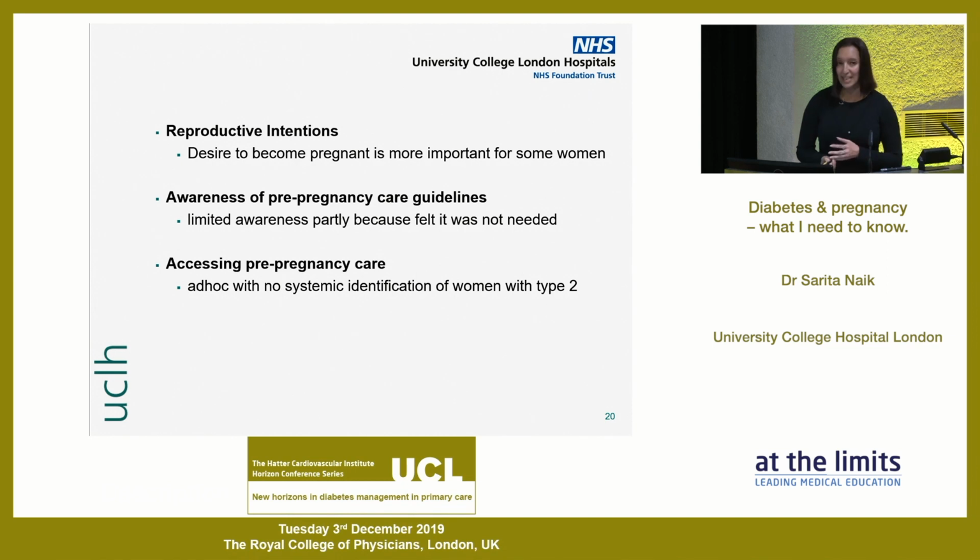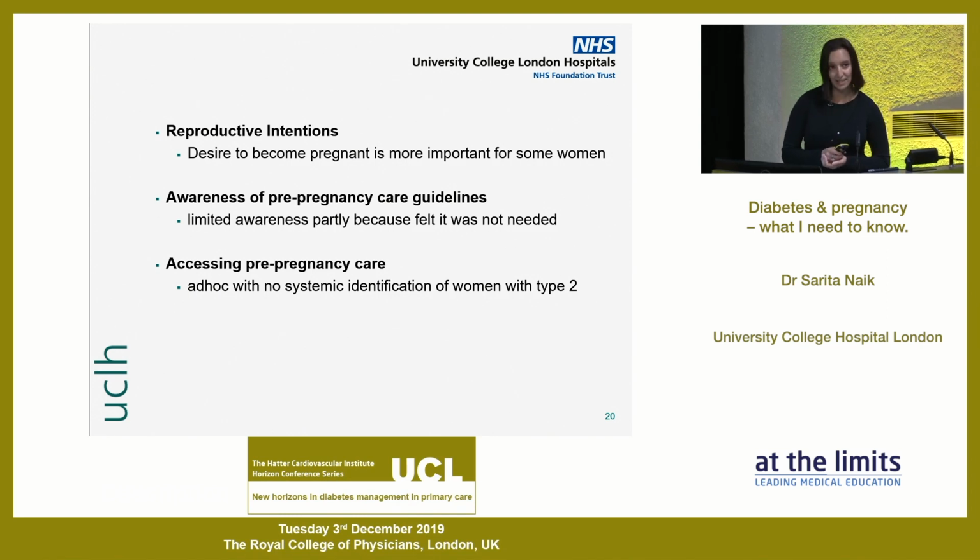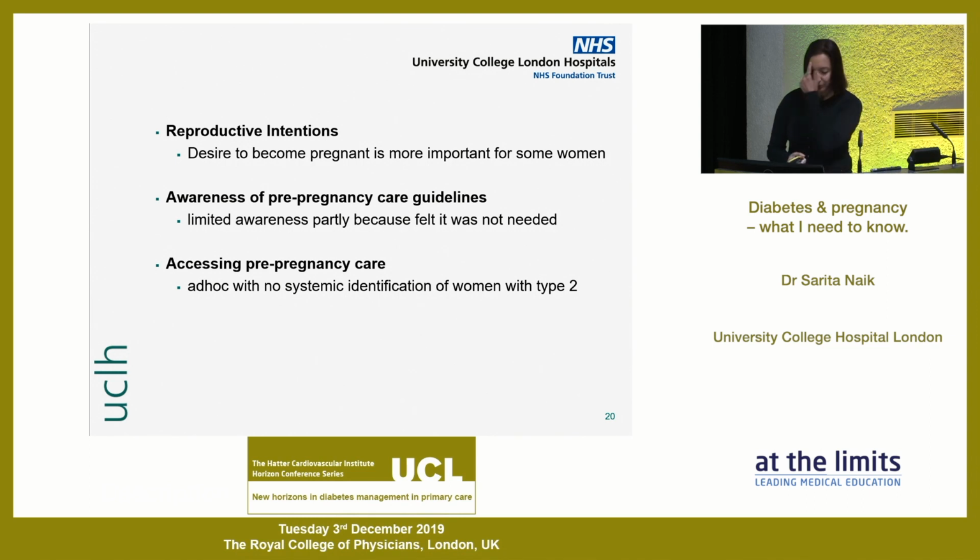The awareness of pre-pregnancy care guidance, I think there's limited awareness, partly because it was felt it was not needed. And I think we saw Professor Lean's slide earlier about type 2 diabetes being mild diabetes. It's clearly not the case now, and we're also seeing a lot of children and young adults with type 2 diabetes. I think there are around 7,000 young adults and children with type 2 diabetes, and they have an aggressive form of diabetes, often get complications early, and many of them are going to be going through pregnancy.